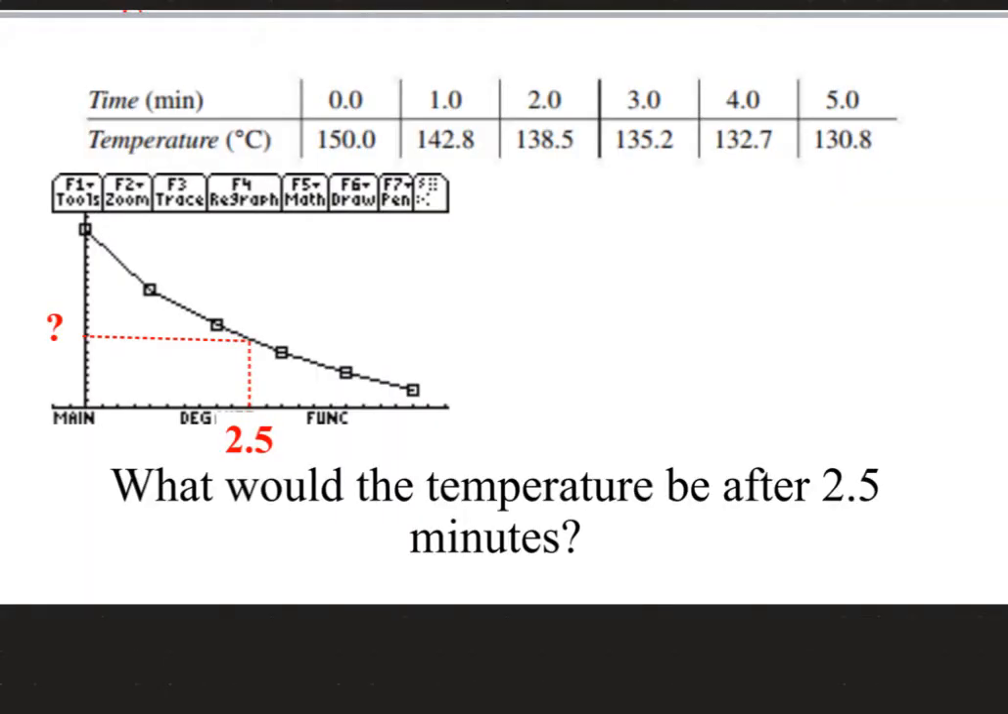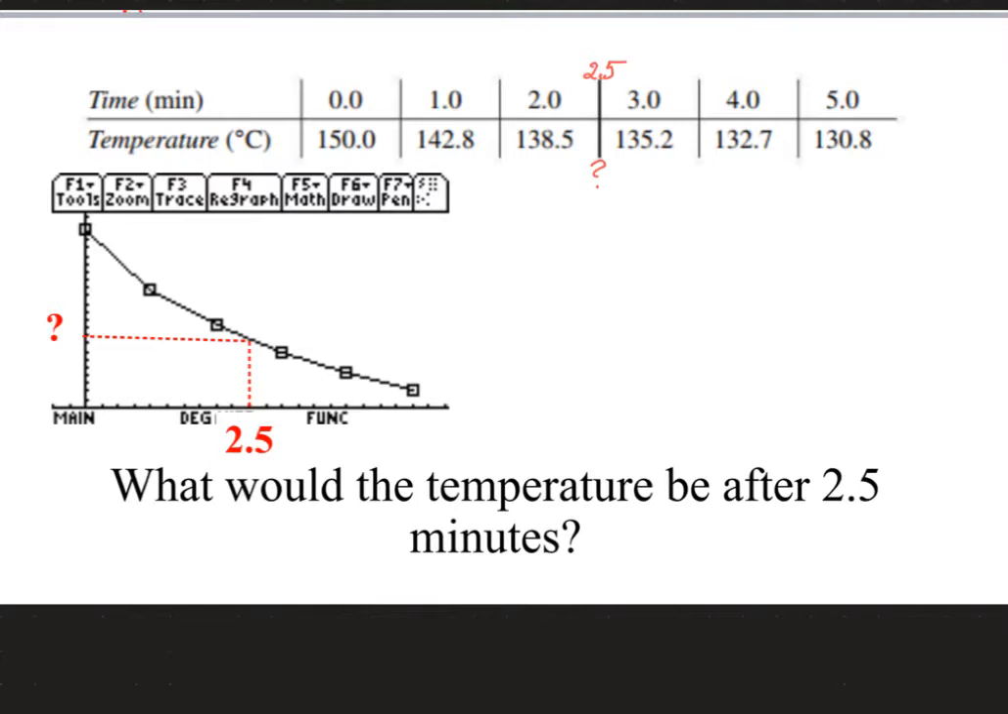Let's ask the question though, what would the temperature be after 2.5 minutes? 2.5 minutes is not on this chart. What would the temperature be? I am going to teach you a mathematical method for approximating the answer to that question.